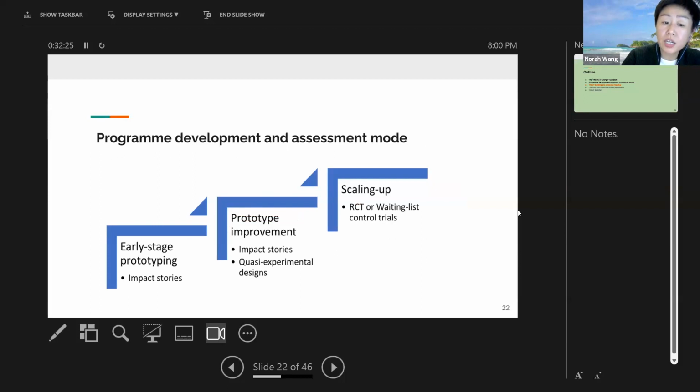So for early stage prototyping, I'd really recommend that we just focus on impact stories and change stories, right? Through change stories, we'd be able to articulate our theory of change and establish the causal linkages between program activities and outcomes. So this is very important for pilot programs. And then as a program improves or matures, we can consider adding quasi-experimental designs.